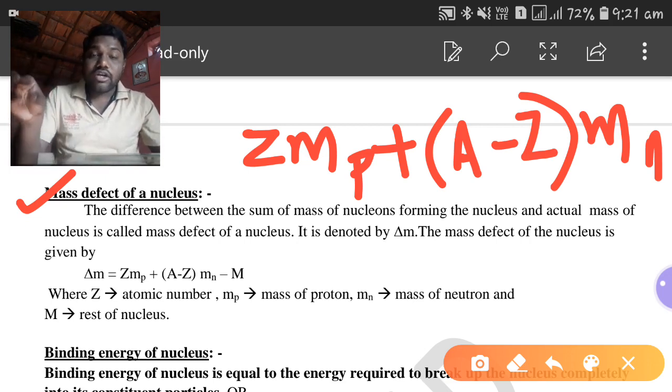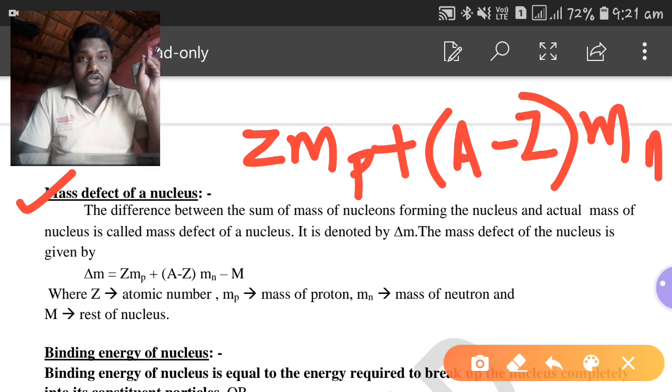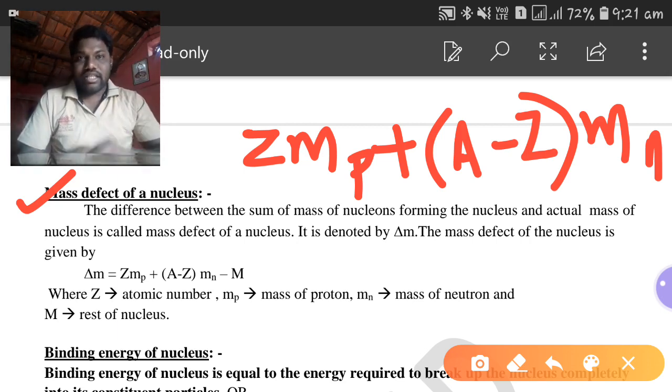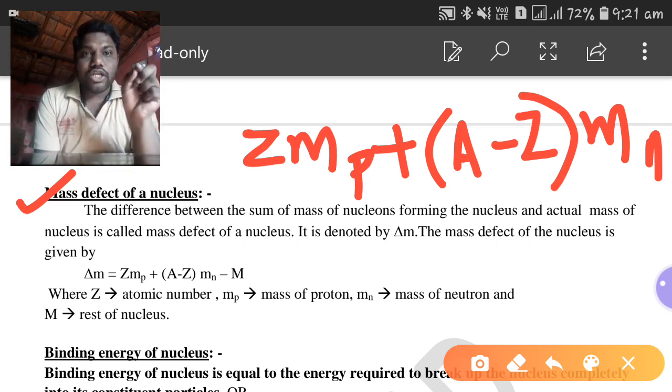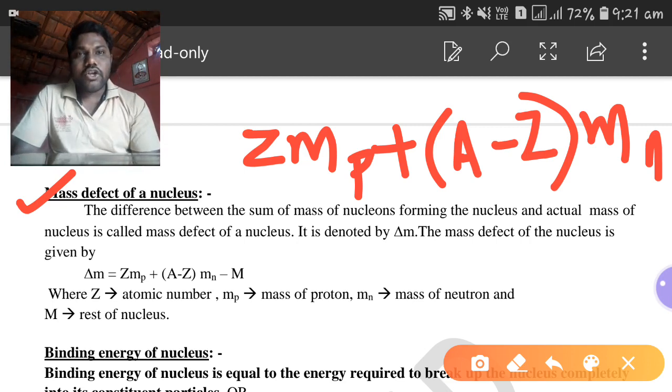ZMp is the total mass of protons present inside the nucleus, and (A minus Z) into Mn is the total mass of neutrons present inside the nucleus. The sum of these two gives you the nuclear mass. That means ZMp plus (A minus Z) Mn gives the nuclear mass. This is one of the procedures to find the nuclear mass.